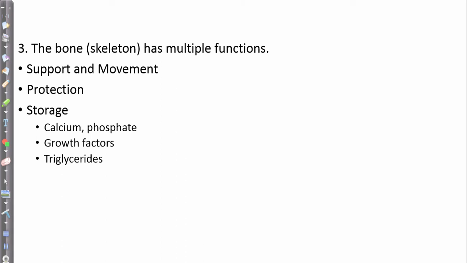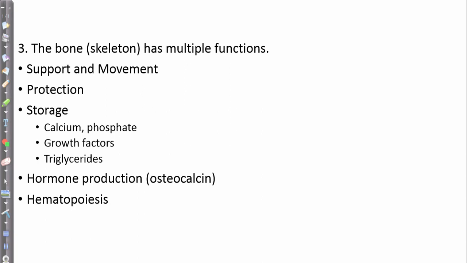It's a major storage site for minerals like calcium and phosphate, for growth factors, and even triglycerides. Triglycerides may look familiar to you as fats. Yes, in some bones you do store fat. Other roles include hormone production. There's a hormone called osteocalcin that is very important to regulate bone formation, but also is involved in metabolism. We associate issues with this sometimes with diabetes or obesity.